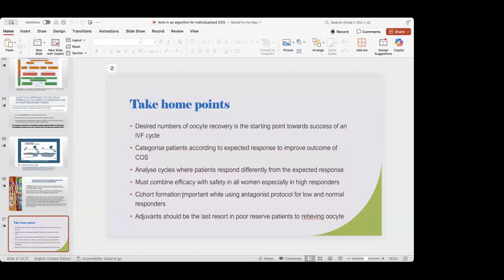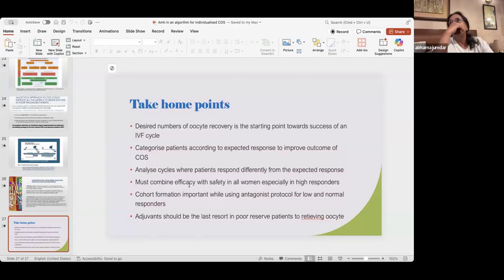Dr. Anupama is asking what is the agonist stop protocol? The agonist stop protocol, Anupama, is when you've given agonist to her and she's quite a poor responder. So you don't want to give agonist while you're stimulating her. So you stop agonist when you start gonadotropin, but after 5 days, you will have to add antagonist to her so that she doesn't have the LH surge. This is agonist stop protocol.